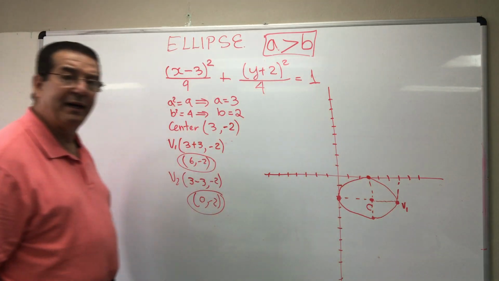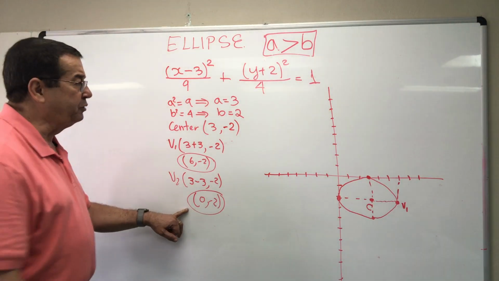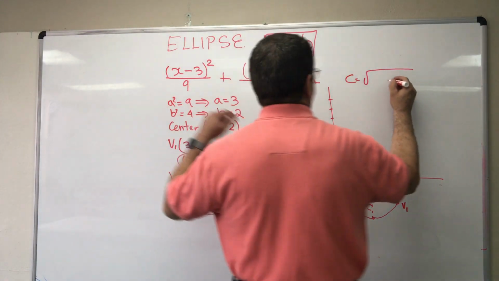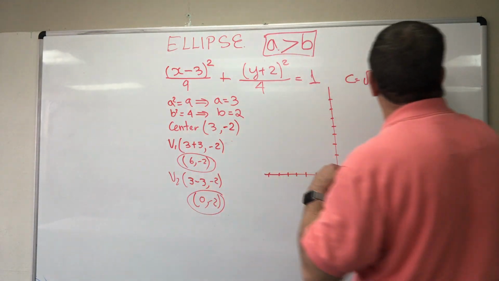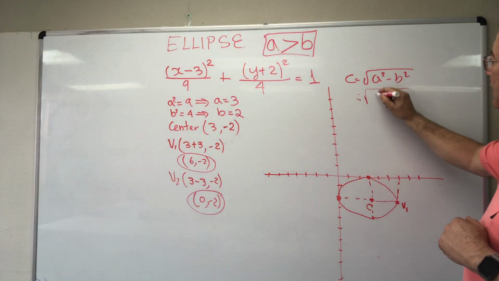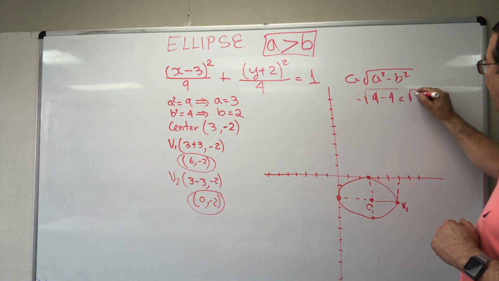This is the graph of my ellipse. Now, how to find the foci? You need to find c, which is the square root of a squared minus b squared. And now this is the square root of 9 minus 4. This is the square root of 5.